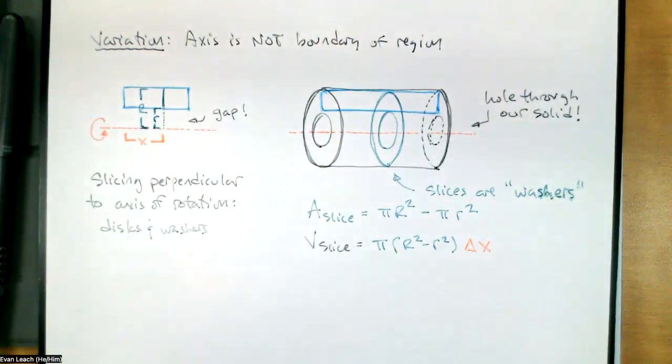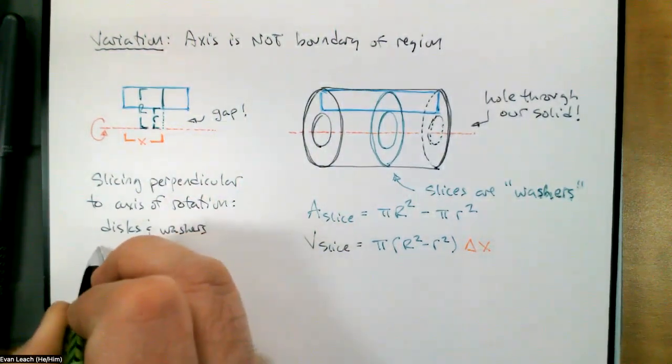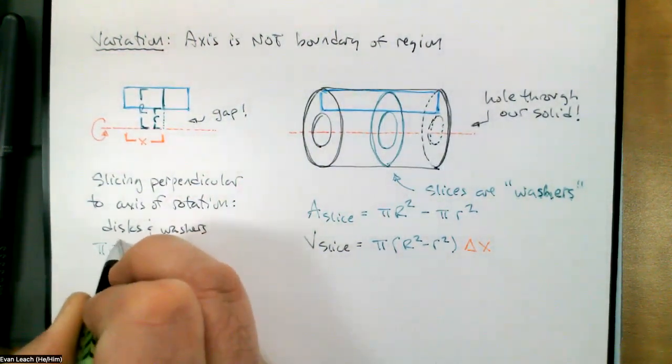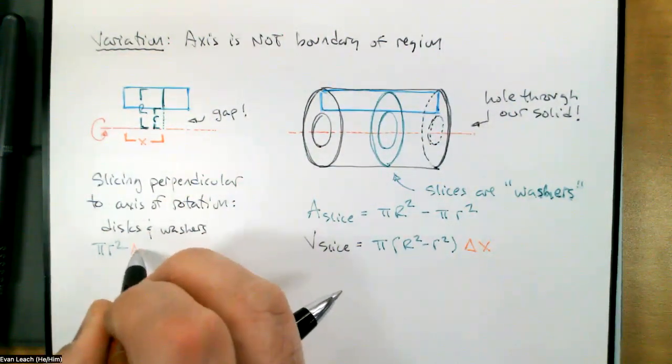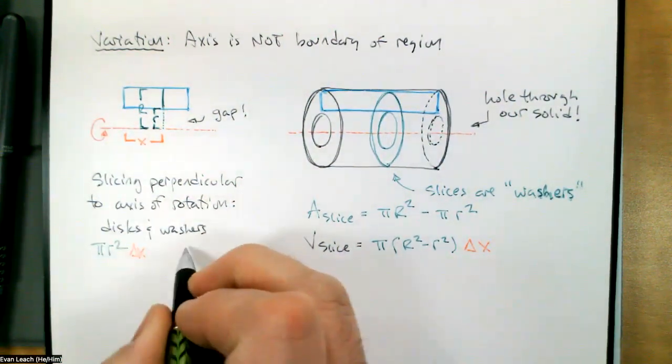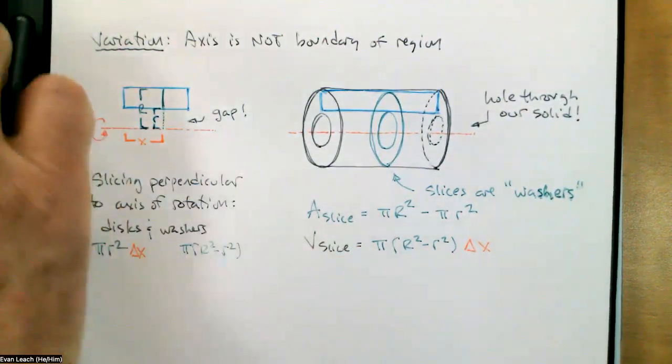Slicing perpendicular to the axis of rotation is when we are doing discs and washers. Discs are pi r squared times delta x. Washers are pi times r squared minus r squared times delta x. The discs is pi r squared delta x, there's no hole, so there's only one radius. And washers is pi times r squared minus r squared times delta x.